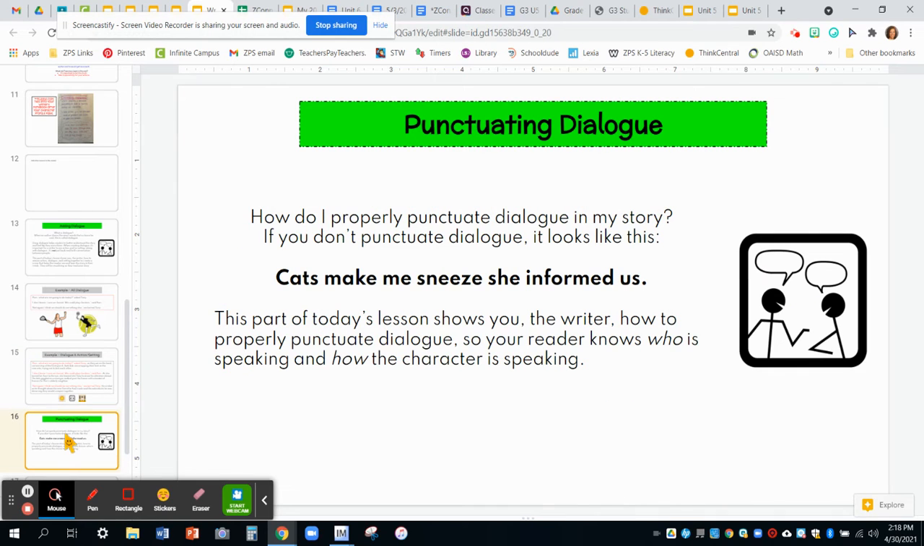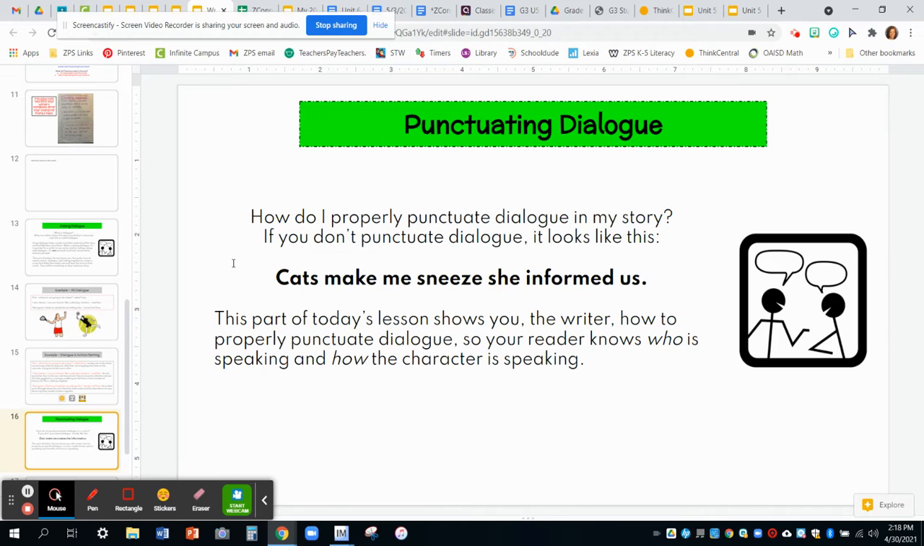Here's part two. When I write dialogue, how do I do that? Right? What do I even do? Okay, if you don't punctuate it, here's what it looks like in bold. Okay, this doesn't have any quotation marks, doesn't have any commas, any periods. It just says, cats make me sneeze, she informed us. And that doesn't sound right to me, right? If somebody is talking, we need to know who's talking and how they're talking, maybe, and what they're actually saying. That to me doesn't look like anybody's talking because, first of all, it's missing those quotation marks.